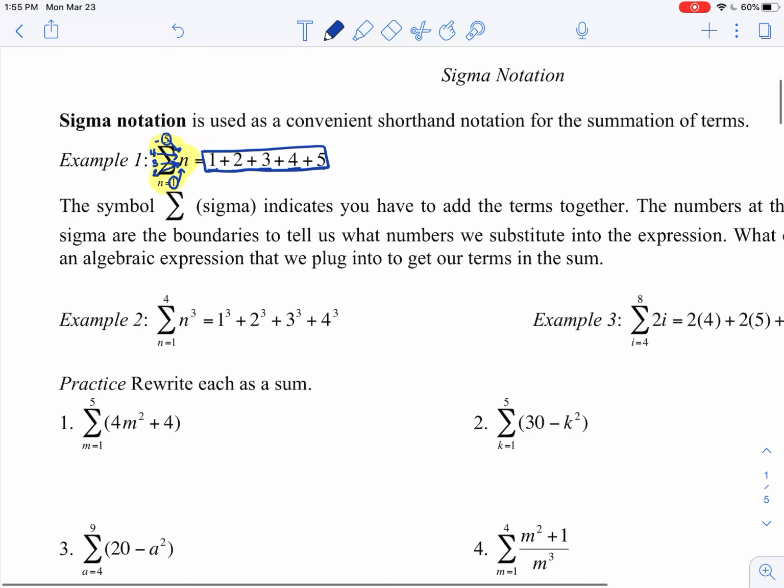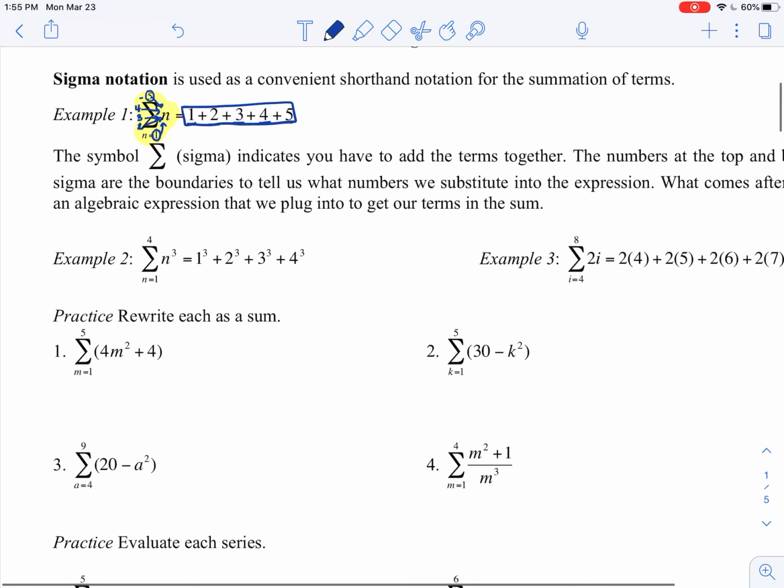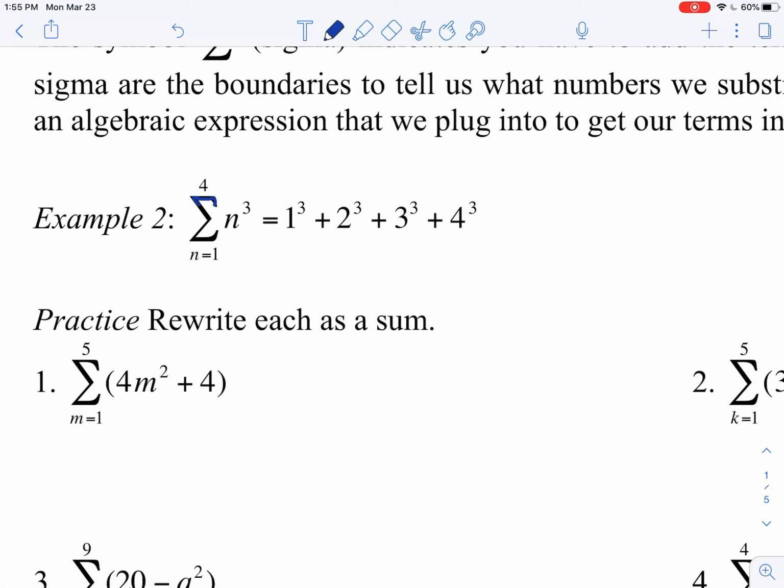So sometimes you're going to represent it as a sum. Sometimes you're going to actually add those values together. Right now we're just doing some practice.